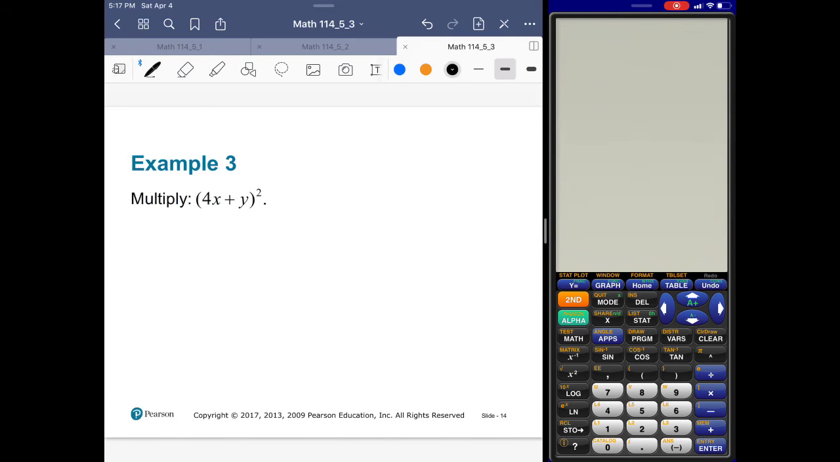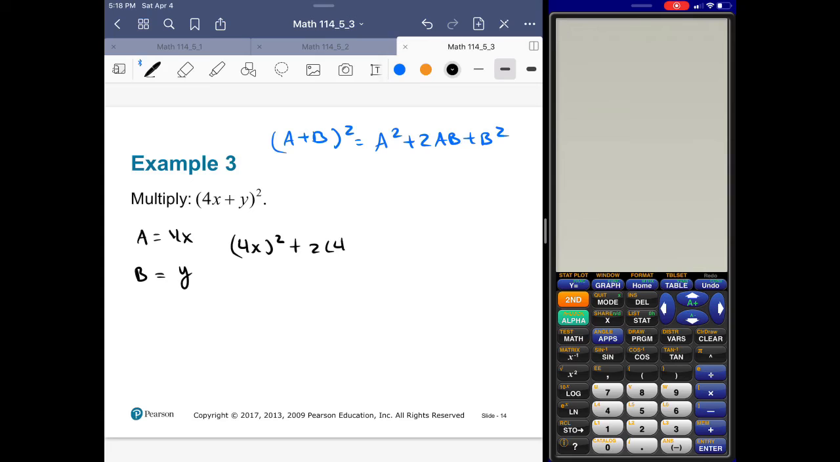So let's use this. This is going to give me a equal to 4x. B on this one is going to give me y. So remember, we have a plus b squared, which is a squared plus 2ab plus b squared. So I have 4x squared plus 2 times 4x times y, plus y squared. 4 squared is 16, x squared is x squared, plus 2 times 4 is 8xy, plus y squared.